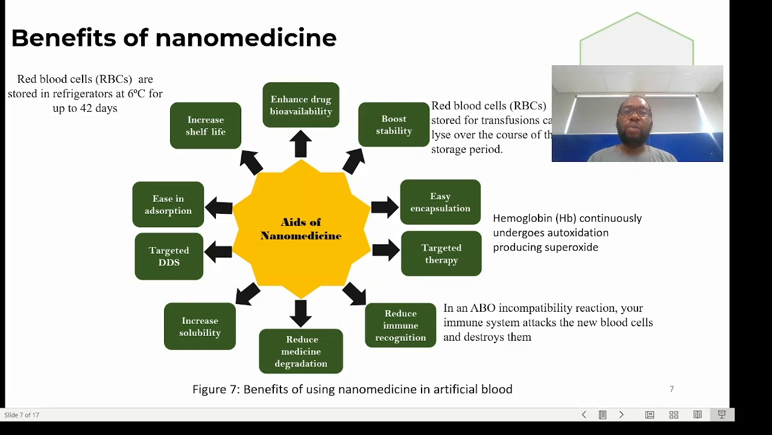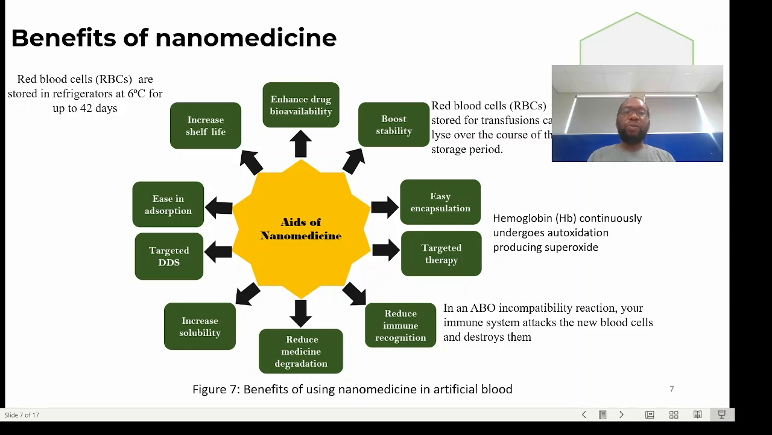In terms of boosting stability, when the blood is stored, the red blood cells can last over time. By incorporating nanotechnology, you can prevent the cell membrane from getting damaged over time. And in terms of hemoglobin, the problem with hemoglobin when it's circulating within our bodies is that with the help of enzymes you can prevent autooxidation. But if the enzymes are not there, the hemoglobin can undergo autooxidation, which leads to the production of free radicals such as superoxide. So through the incorporation of nanotechnology, you can reduce the production of this superoxide free radical.